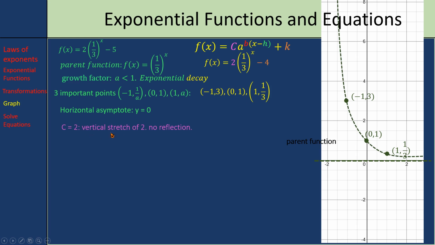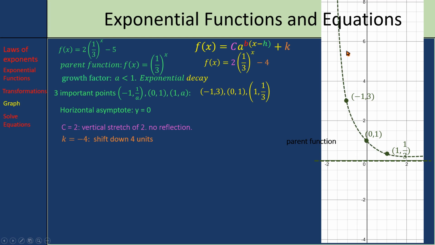Now I do the transformations. The 2 is a vertical stretch of 2. No reflection because it's positive. -4 means you shift down 4. So again, vertical stretch of 2, you got to know what that does. It's stretching upwards, right? So my y values get multiplied by 2.